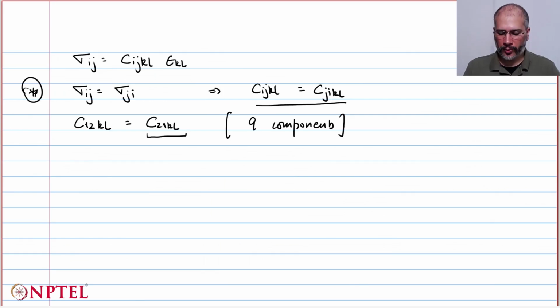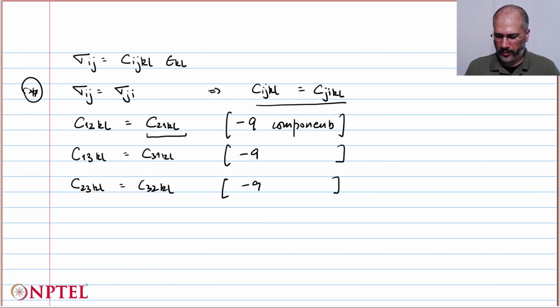Now since we are saying that C_12kl is C_21kl, all these 9 components coming from C_21kl are redundant, so we can get rid of those because they're already present in the tensor in the form of C_12kl. So I say this results in a minus 9 components in the tensor. And similarly, because we have the condition C_13kl is C_31kl, that again results in a minus 9, and then C_23kl is C_32kl, so that also results in a minus 9. So overall, we have a minus 27 here because of the symmetry of the stress tensor.